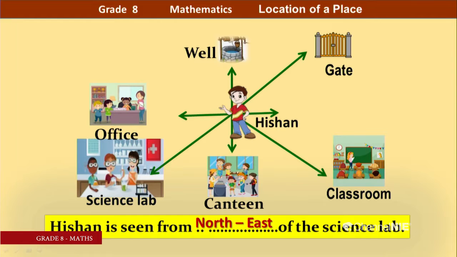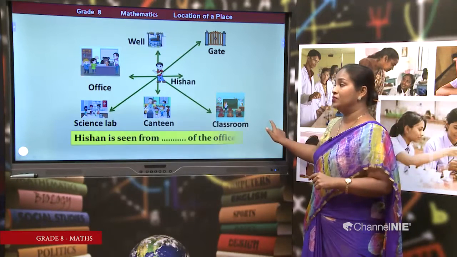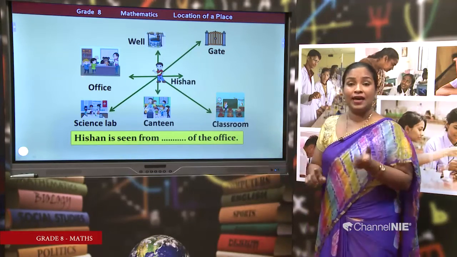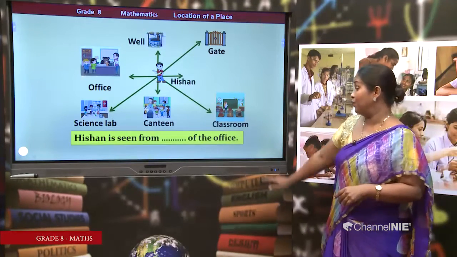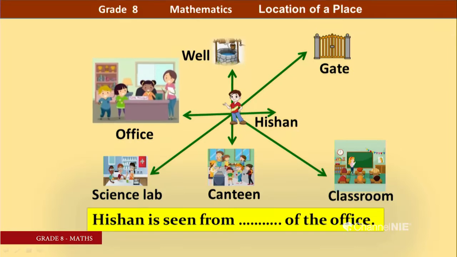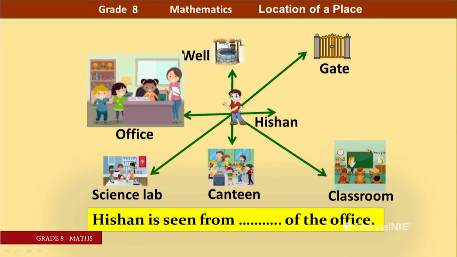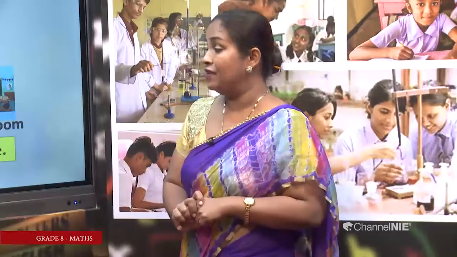Finally, you go to the office. Now you look at Hishan. So, compare the position of Hishan from the office. Yes, Hishan is seen from which direction? Exactly at east of the office. So, I think you are okay with main directions and subdirections. You have practiced that with me.